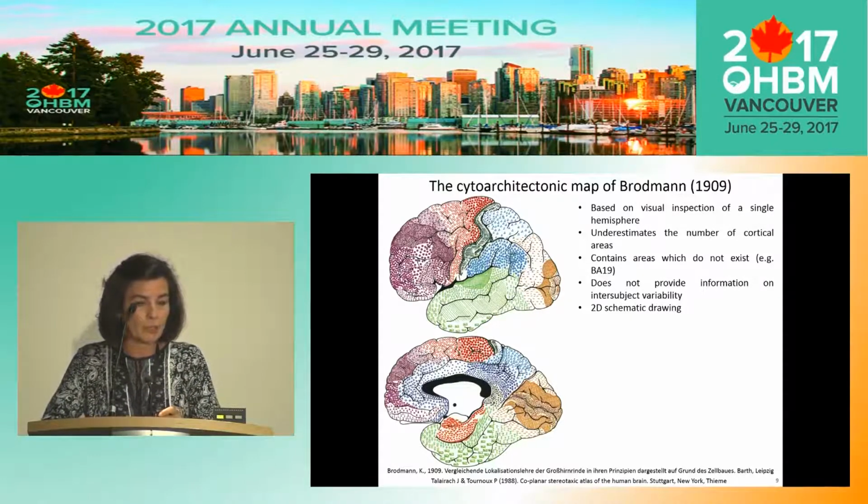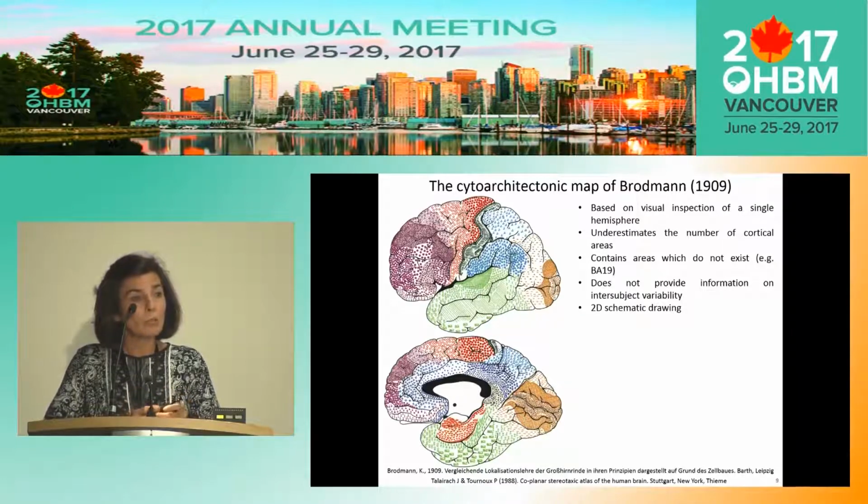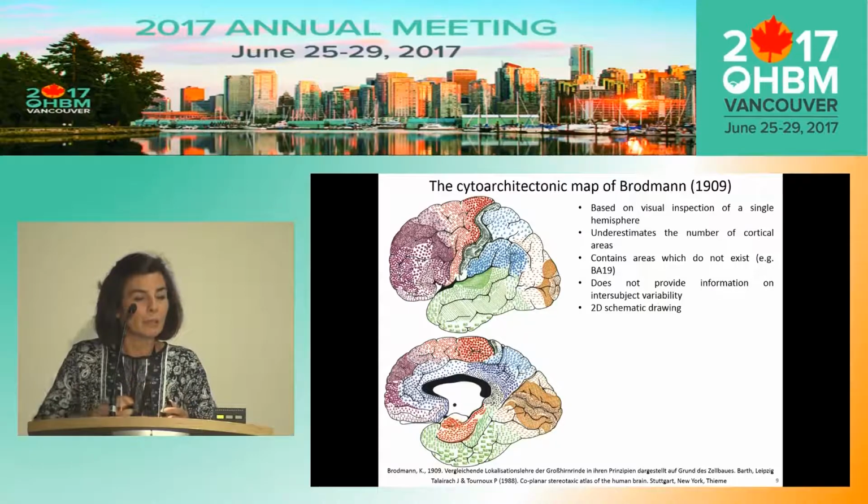The problem with Brodmann's map is that it's based on visual inspection of just one hemisphere, so it doesn't tell us anything about inter-individual variability. We nowadays also know that he underestimated the number of areas that the cortex can be parcellated into. Unfortunately, also it contains areas that really don't exist.